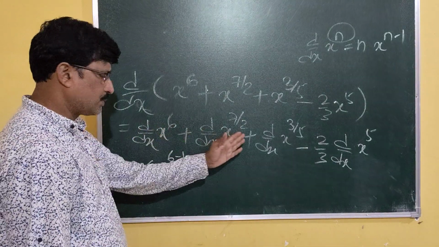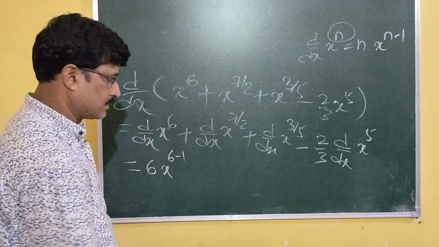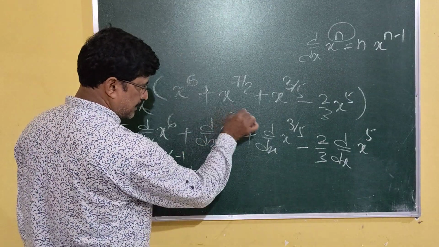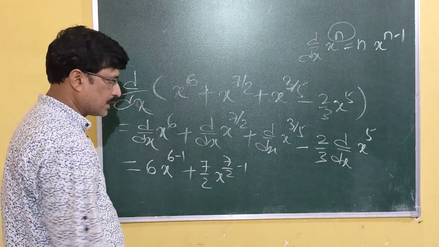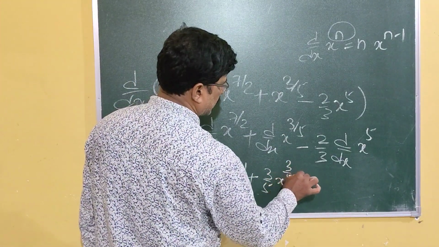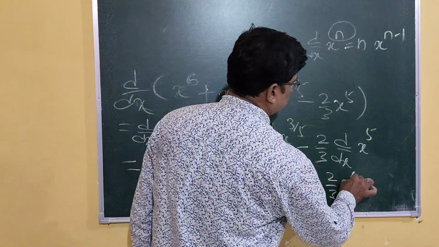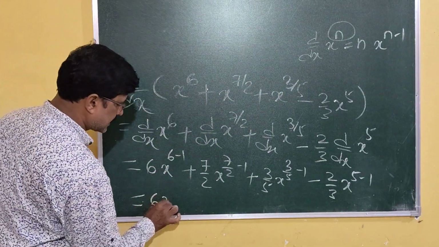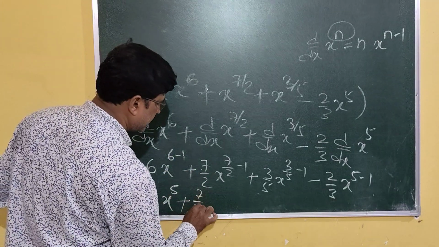In the initial stage we have to memorize this type of thing so that in the next questions you can easily solve them. And you have to remember how the results come. Here n is 7 by 2, so 7 by 2 x to the power 7 by 2 minus 1. Okay. This is similarly 3 by 5 x to the power 3 by 5 minus 1. Now it becomes 2 by 3 x to the power 5 minus 1.